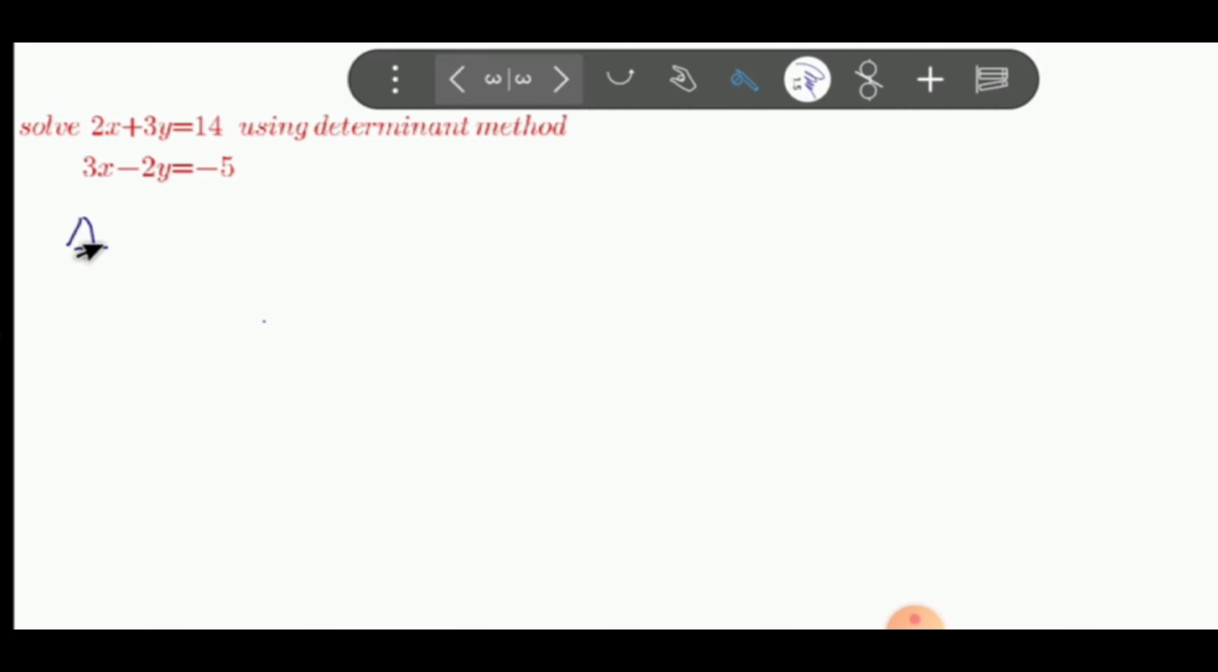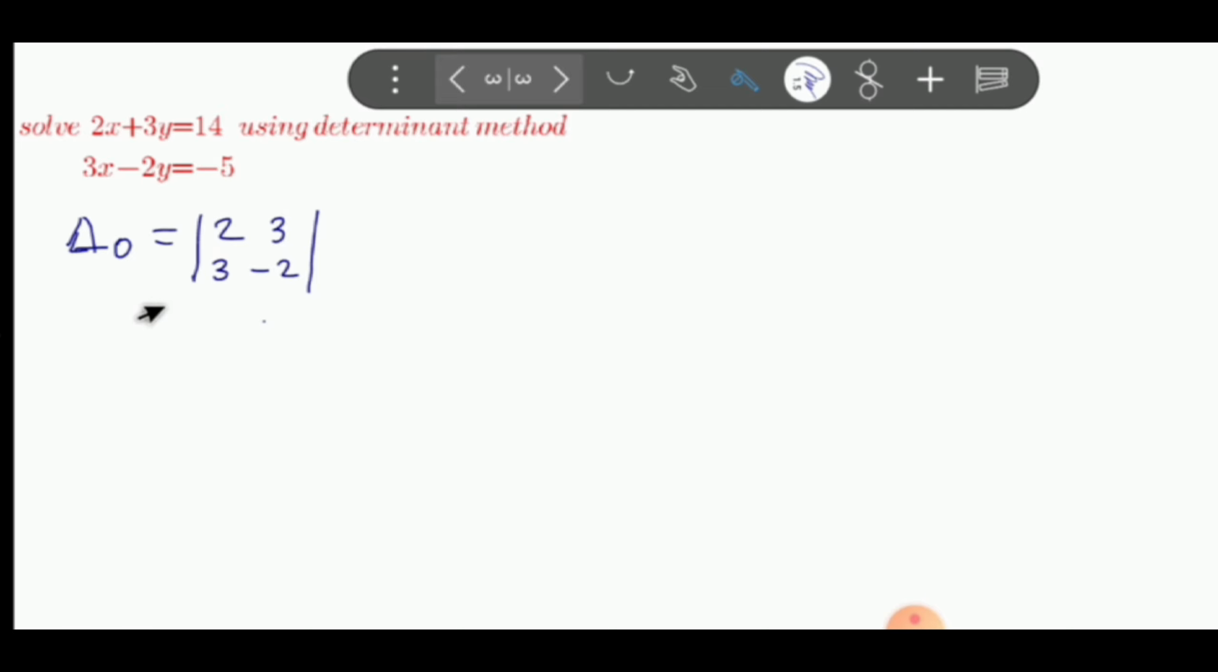Change in naught. So change in naught, I draw my terminal line. Then the coefficient of x is 2, the coefficient of x is 3, the coefficient of y is 3, the coefficient of y is minus 2. Write it down. Then now let's find the determinant of this.